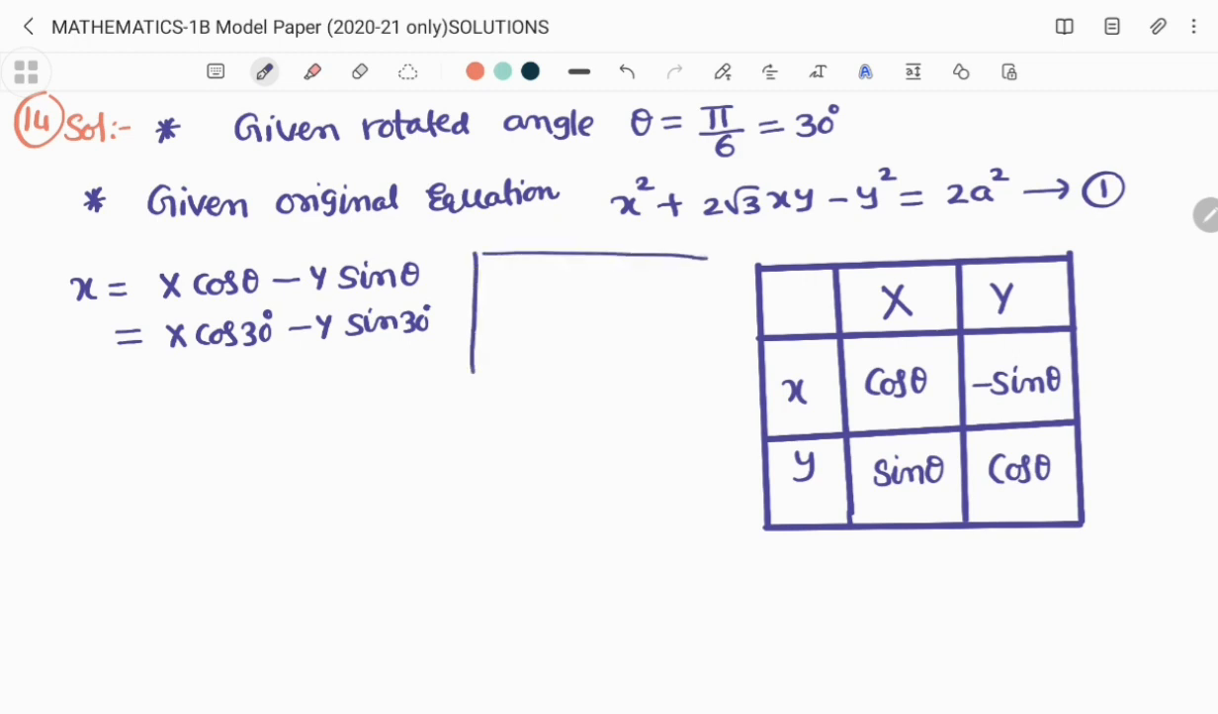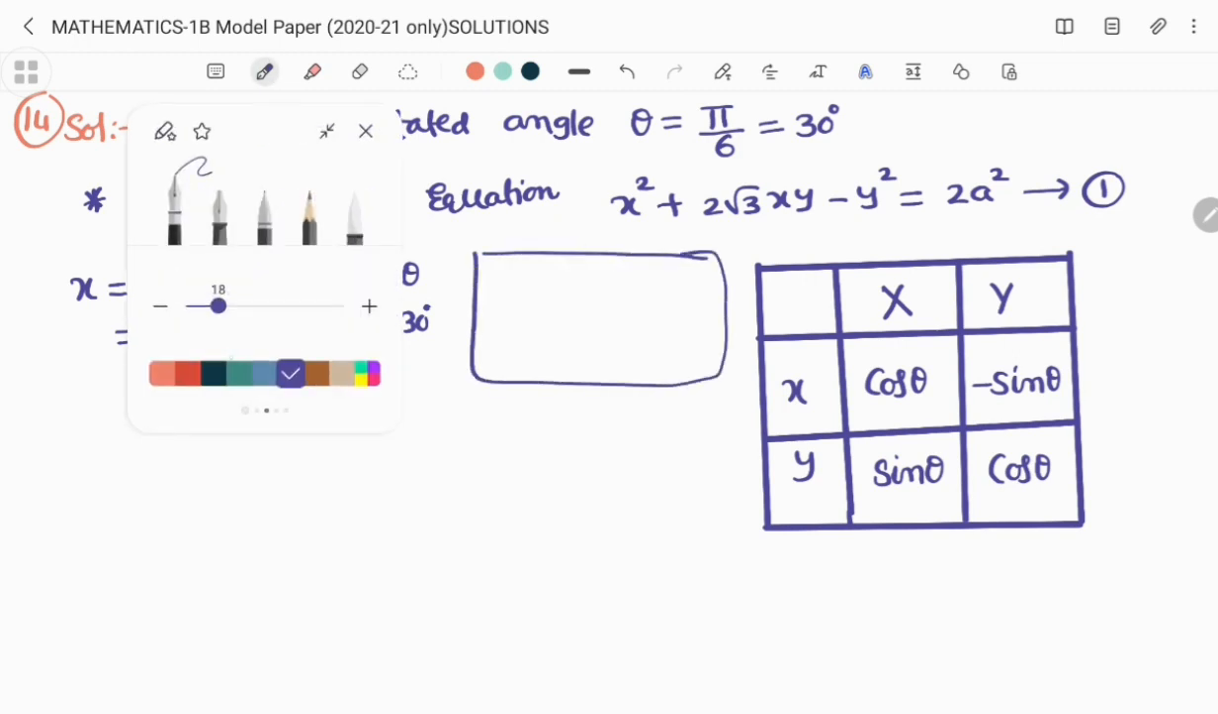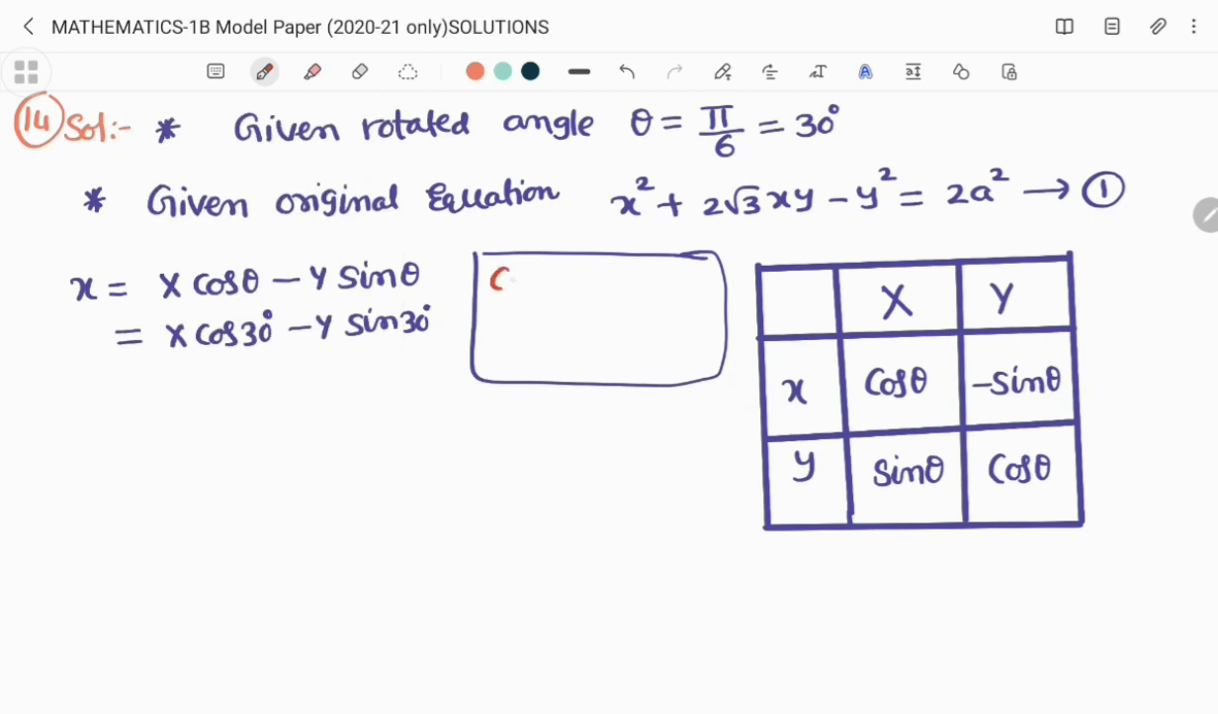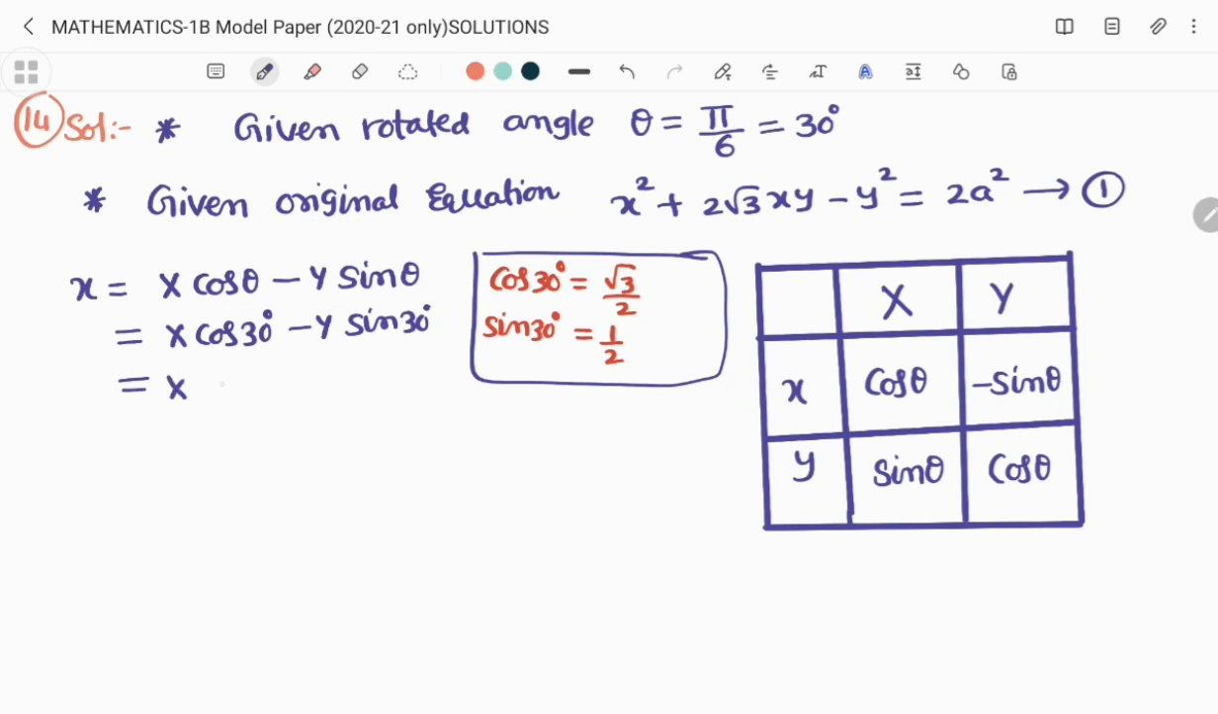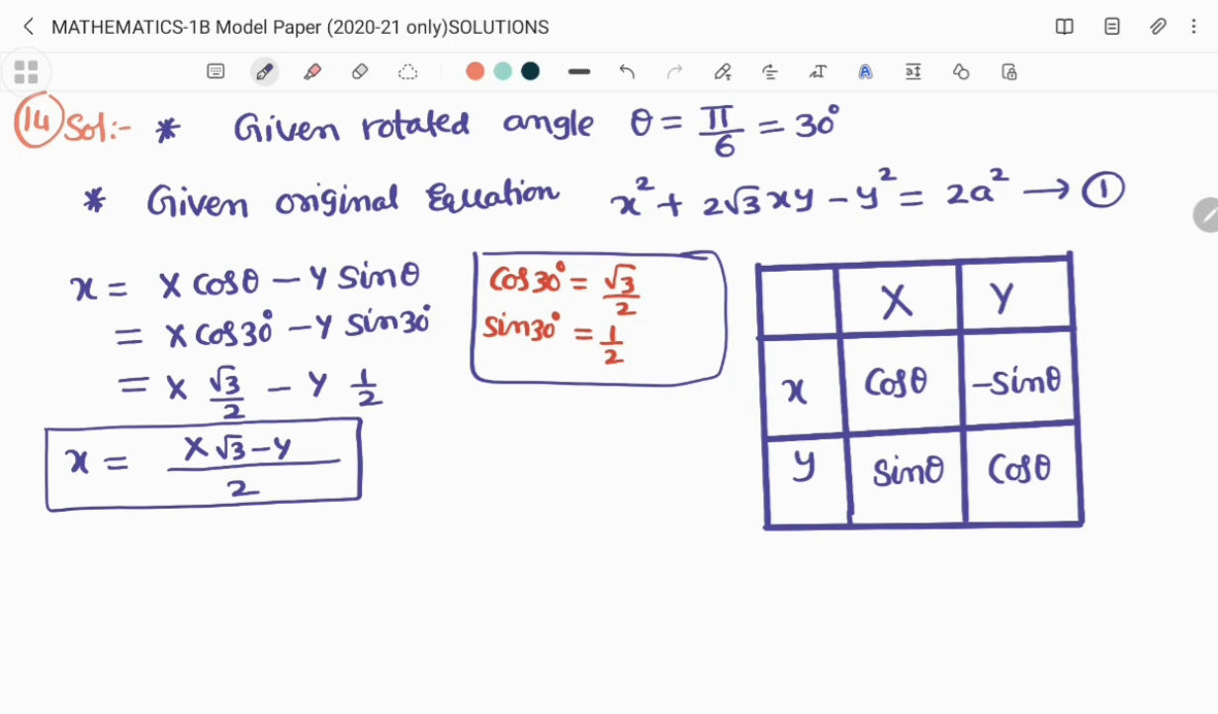So immediately substitute the theta value: capital X into cos 30 minus capital Y into sin 30. Here I am providing the values of sin 30 and cos 30. Cos 30 is root 3 by 2, sin 30 is equal to 1 by 2. So capital X into root 3 by 2 minus capital Y into 1 by 2. So small x is equal to, taking LCM 2, X root 3 minus Y. Small x value in terms of capital X and capital Y.